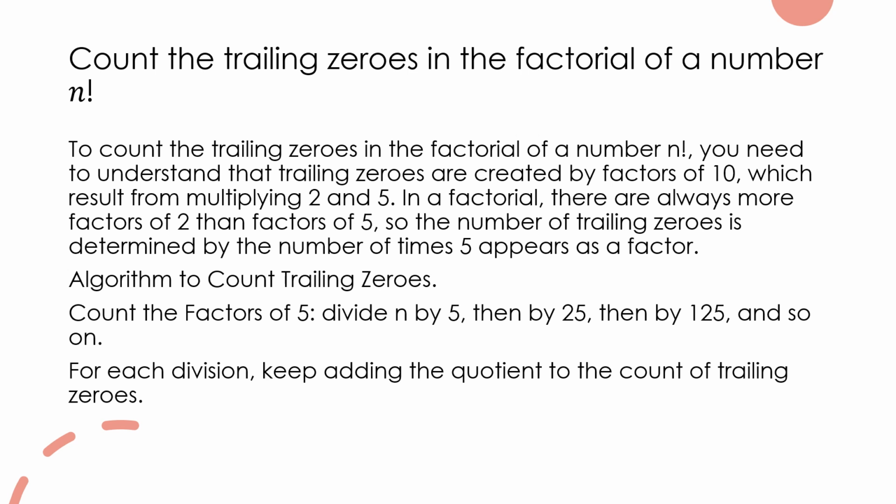Algorithm to count trailing zeros. Count the factors of 5: divide n by 5, then by 25, then by 125, and so on. For each division, keep adding the quotient to the count of trailing zeros.